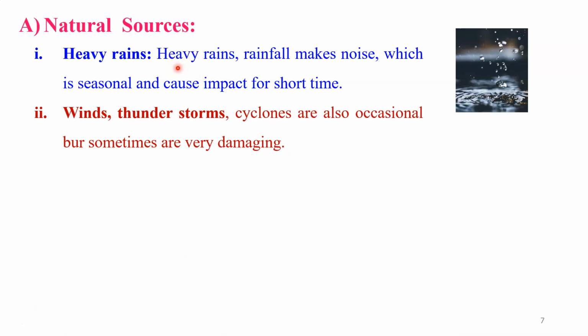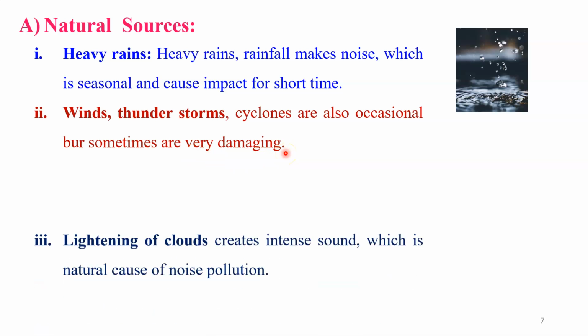The second natural cause is winds, thunderstorms and cyclones. All these belong to the same category. When these events occur in the atmosphere, they are occasional, but sometimes very damaging, and they are responsible for noise pollution.